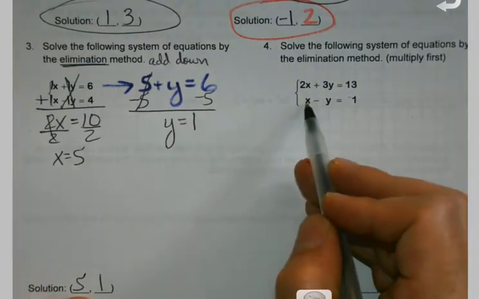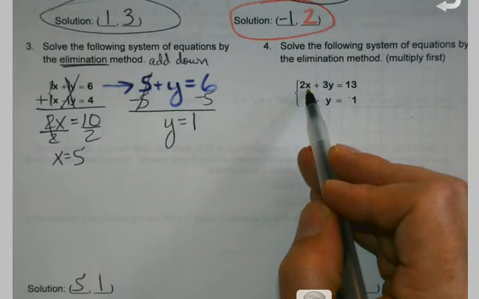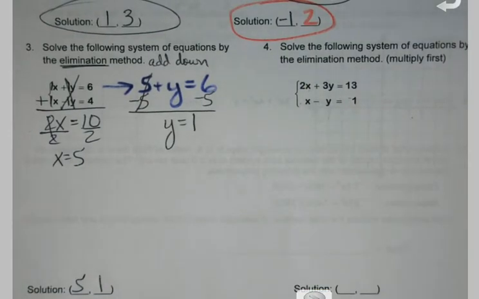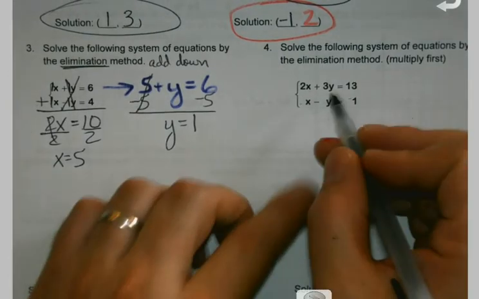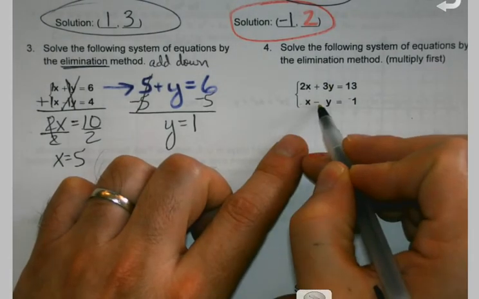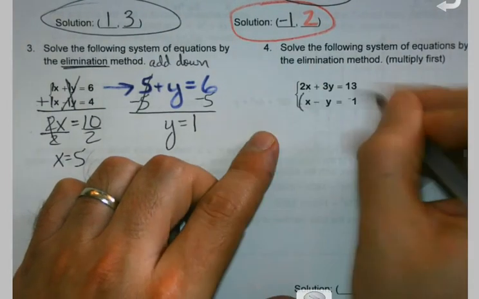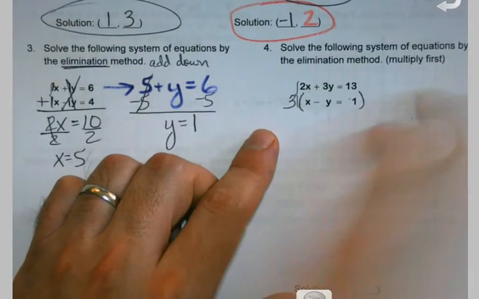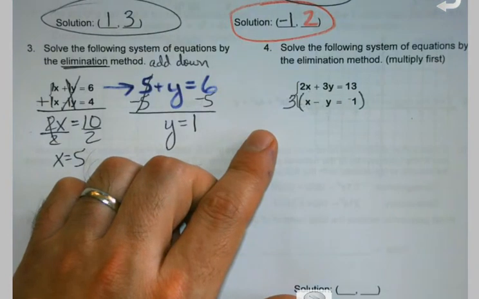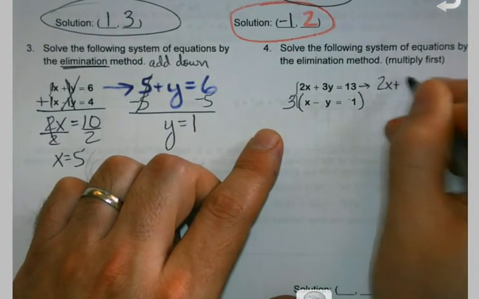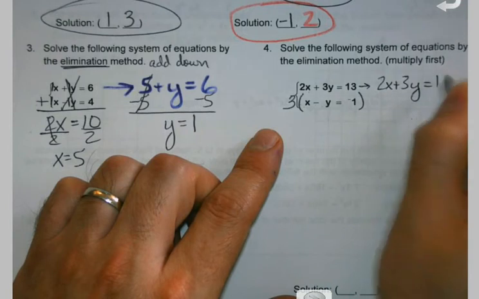I can either, if I wanted to get rid of the x's, if this is 2, I'd like this to be -2 because 2 and -2 would cancel. I could multiply by -2. Or if I look at the y's and I'm like, well, this is already a minus. If this is 3, I'd like this to be -3. So let's just say we see that and we like to deal with the positives instead. So we decide we're going to multiply by 3. That first equation has nothing done to it.